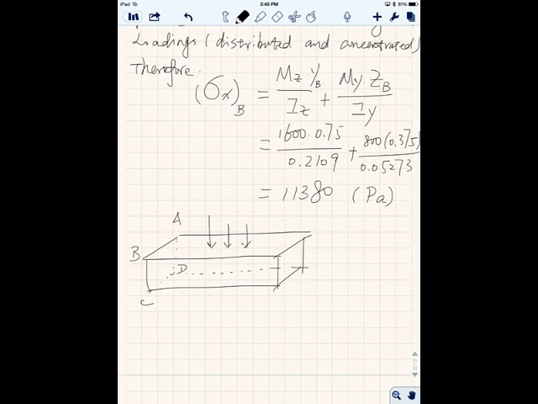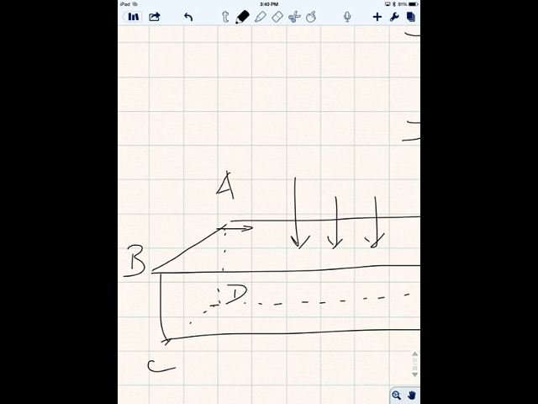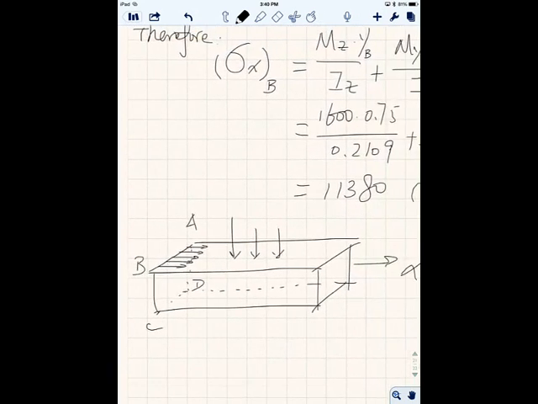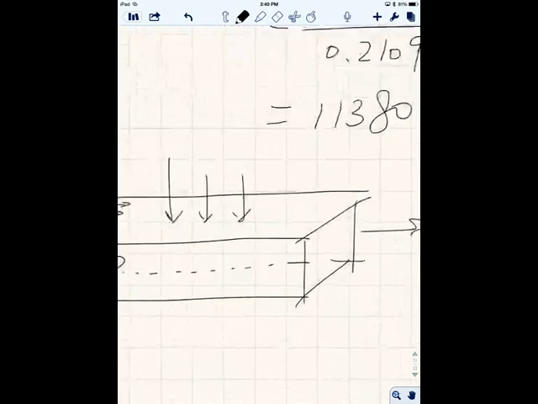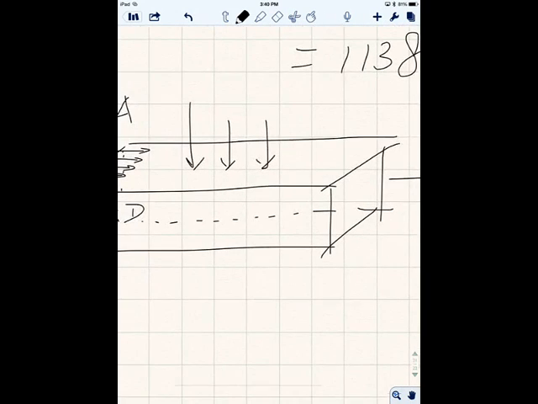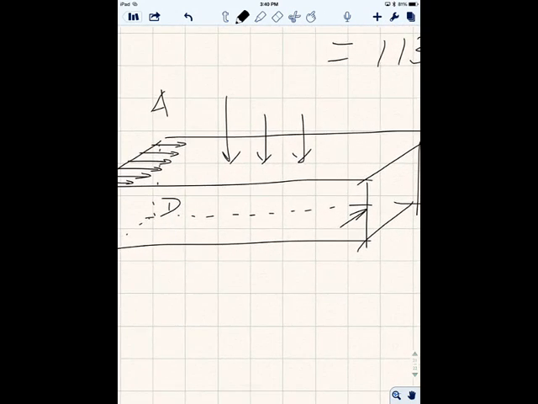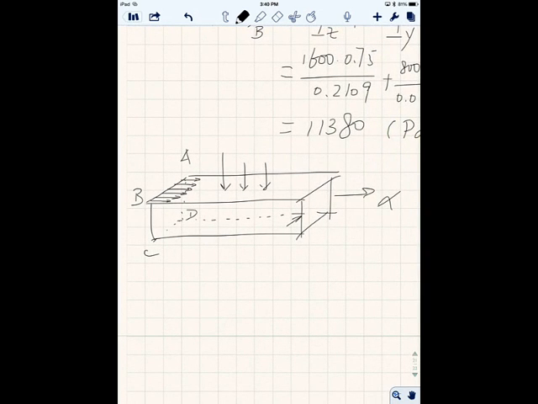Okay, so due to the distributed load, the tensile stress on AB should probably go this way. Agree? Right? Okay. Now, if you have a concentrated load trying to push it downwards, from the BC point of view, only look at BC, alright?